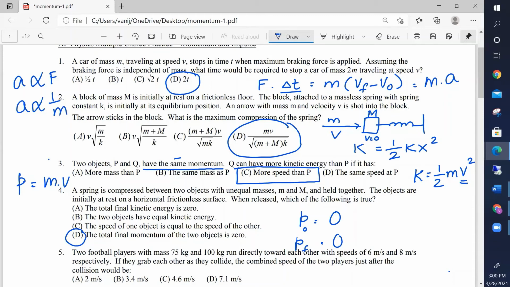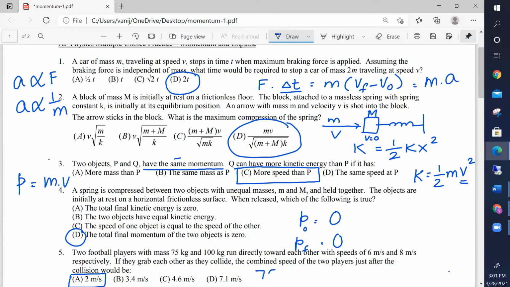Okay, let's look at 5. Two football players with mass 75 kilograms and 100 kilograms run directly towards each other with speeds of 6 meters per second and 8 meters per second respectively. If they grab each other as they collide, what would be the combined speed of the two players just after the collision? In conservation of momentum, what would your equation look like?